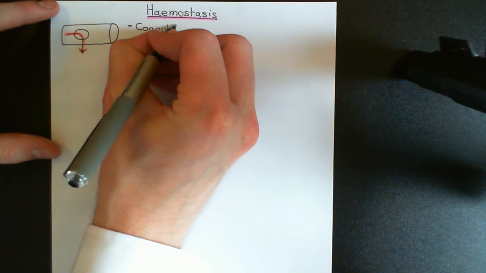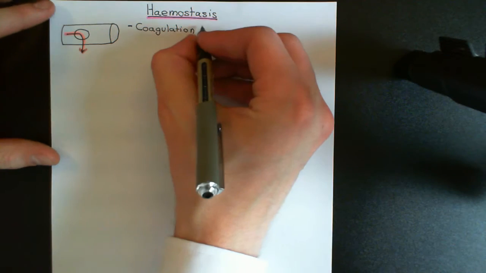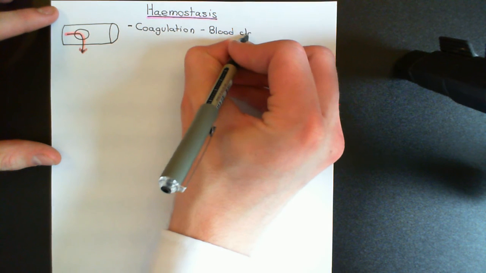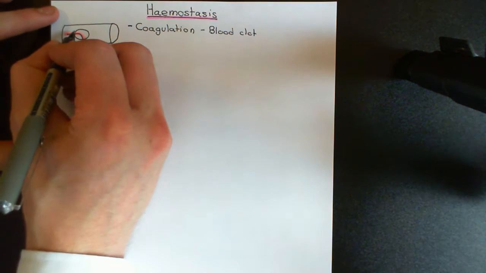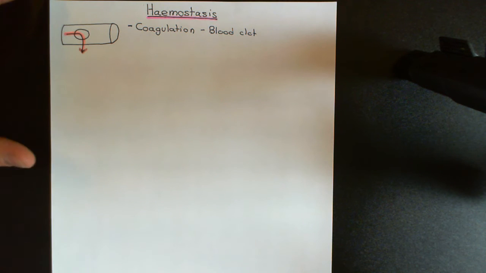So coagulation is the process where the blood turns from being a liquid to being a solid, and can then form what we would call a blood clot, which is a solid plug made from the contents of the blood that will fill in this hole and prevent further blood escaping through that hole.